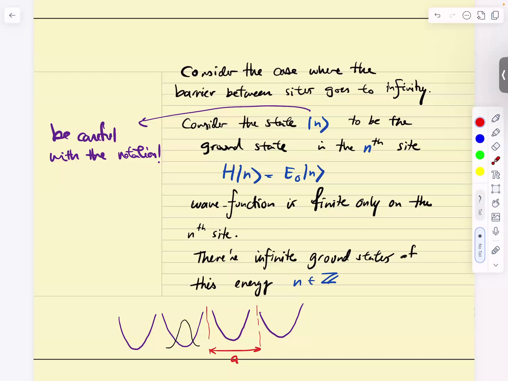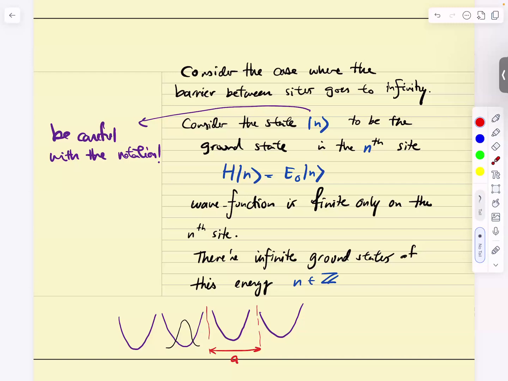I apologize for the notation, but this is also standard notation. The ground state of the nth site is ket n. This is not the nth level of this. This is just the nth site, the ground state. This is an energy eigenstate of the Hamiltonian. It has energy E naught.